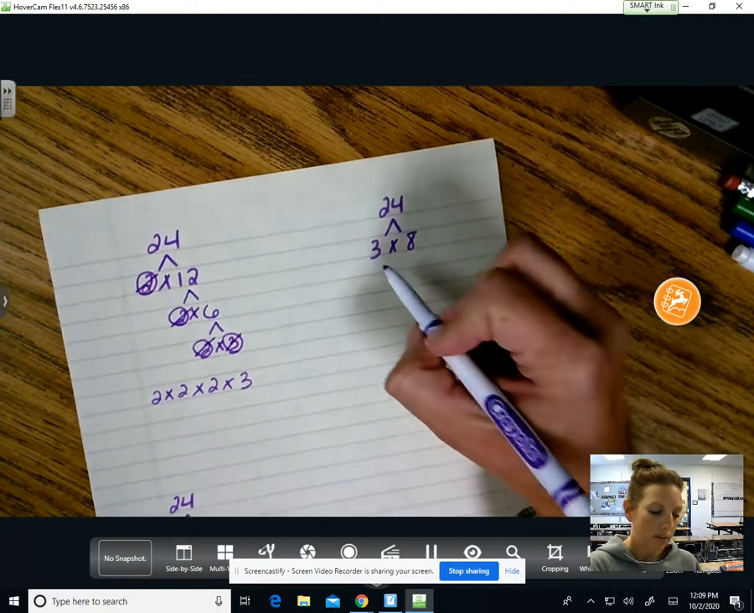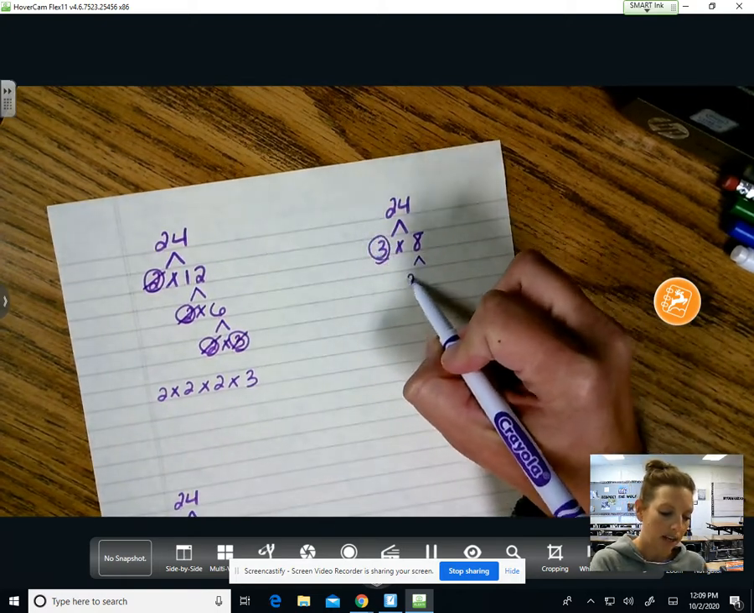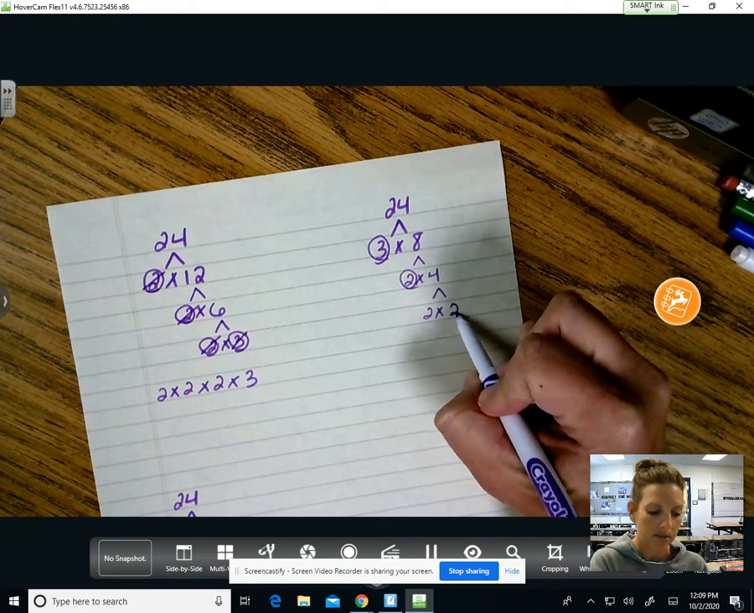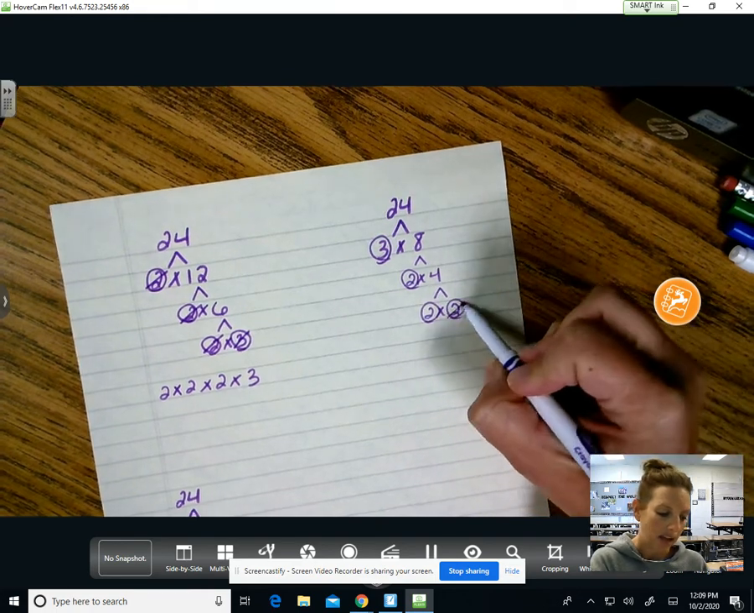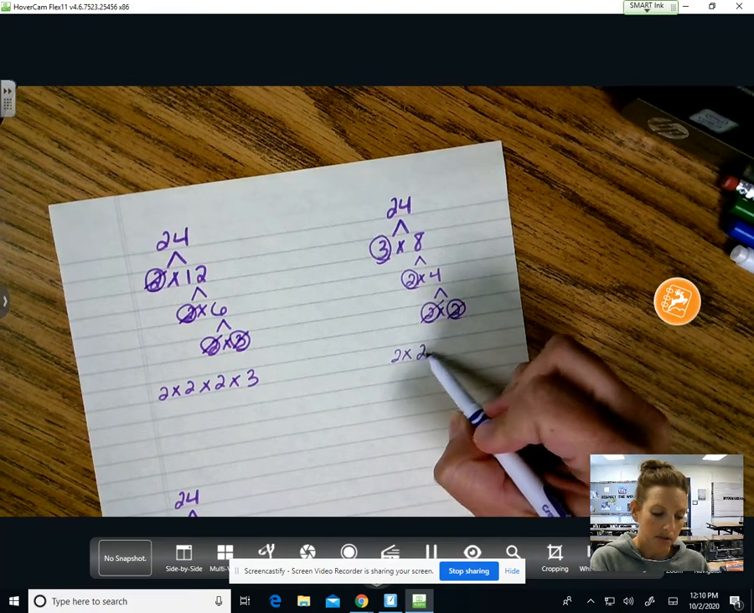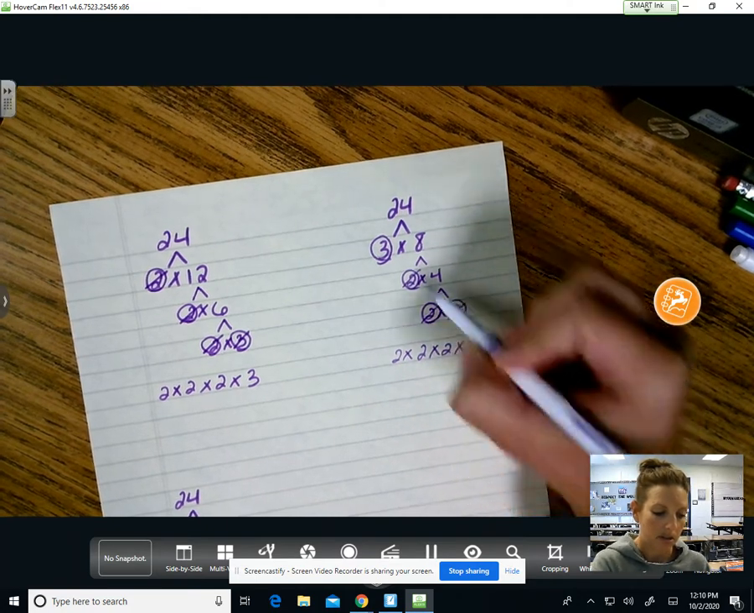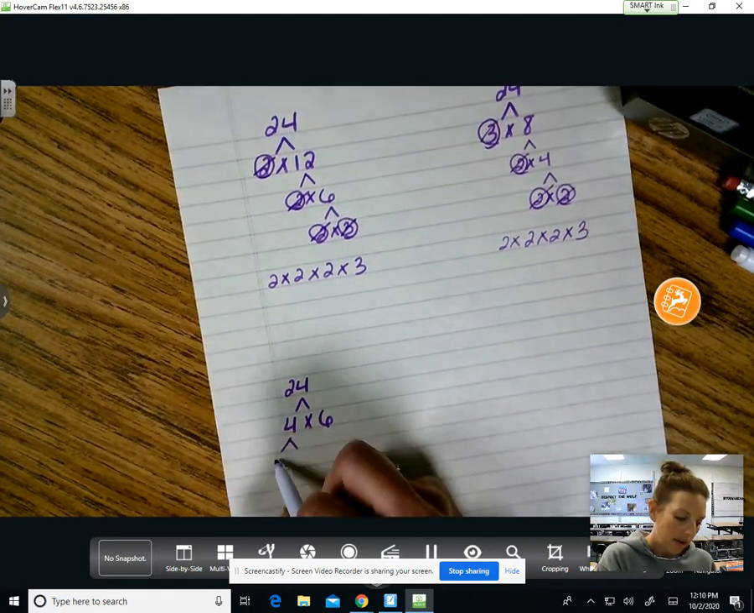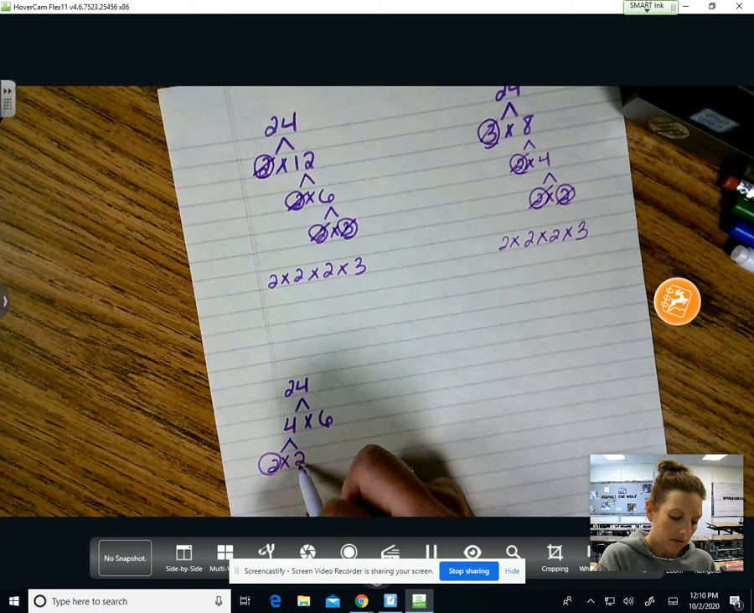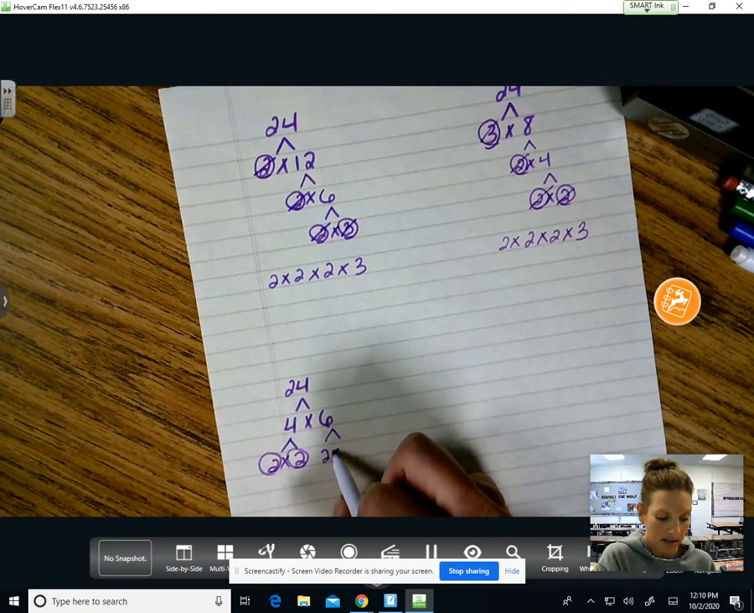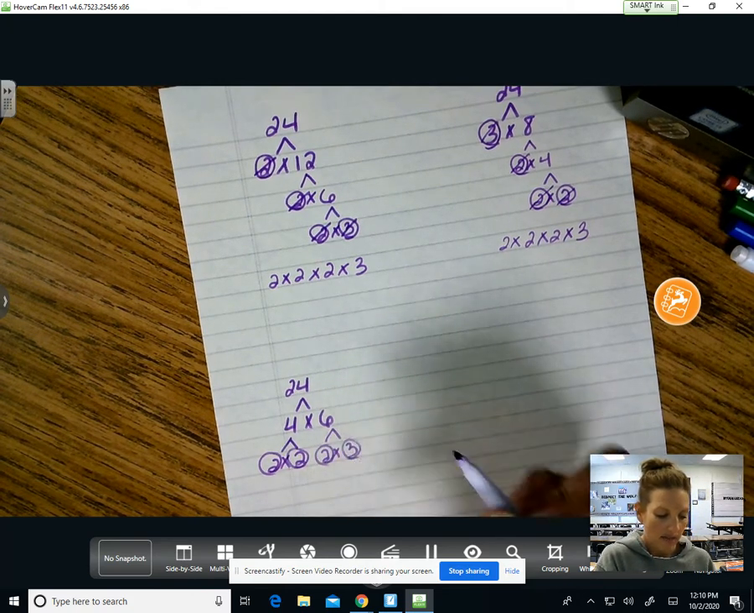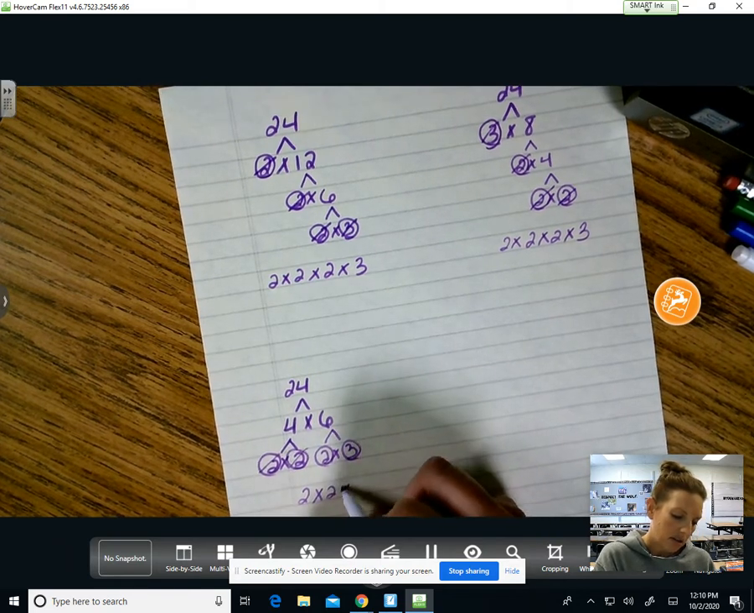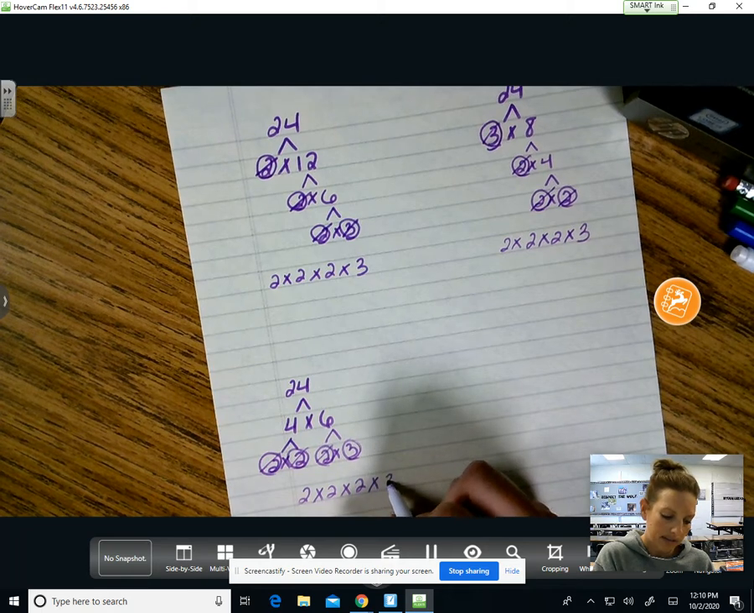Here we go. With this one, 3 is prime. For 8, I'm going to do 2 times 4. 2 is prime. Break 4 down into 2 times 2. Circle it. I have 2 times 2 times 2 times 3. For this one, I'm going to break my 4 down into 2 times 2. Those are prime. Break my 6 down into 2 times 3. Those are prime. So I have 2 times 2 times 2 times 3.